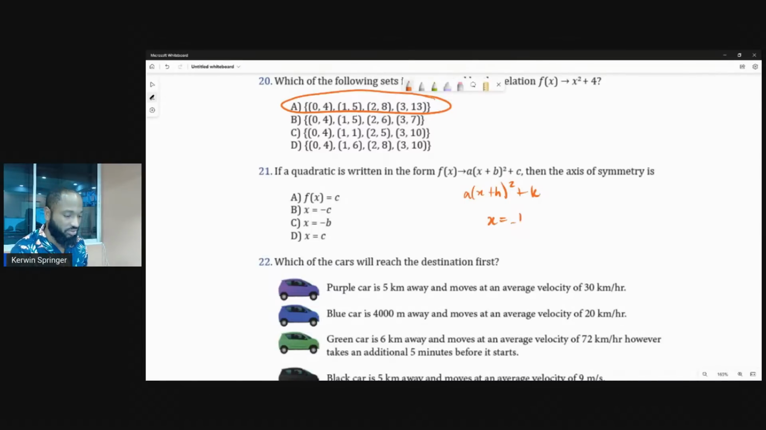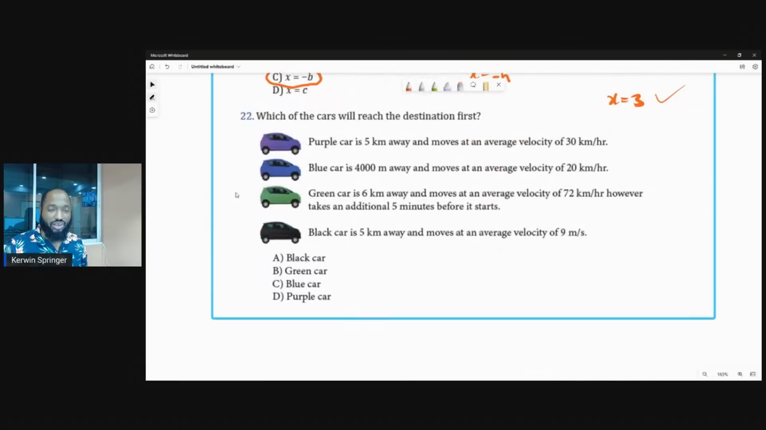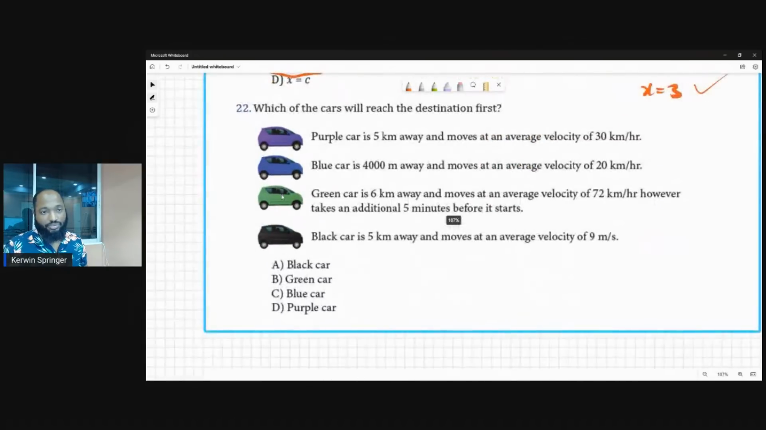-h. x is equal to -h. So in this case, it's x is equal to -b. So like if it was 2(x minus 3) squared plus 10, the axis of symmetry is x equal to 3, because I had to switch the sign and it's -3, so +3. Done. Nice. Well, CXC doesn't give you colors, but they could test this concept.